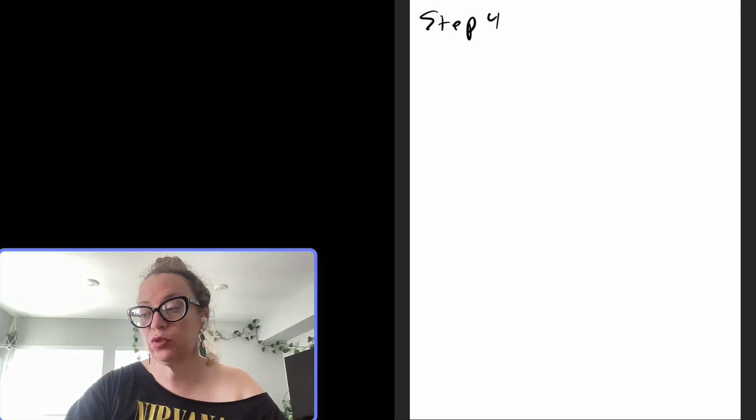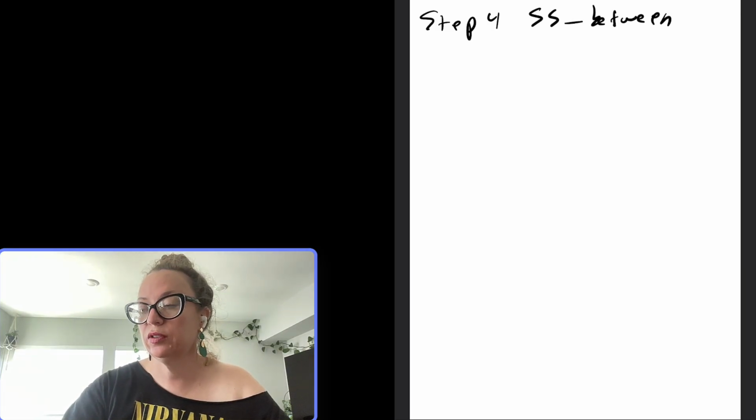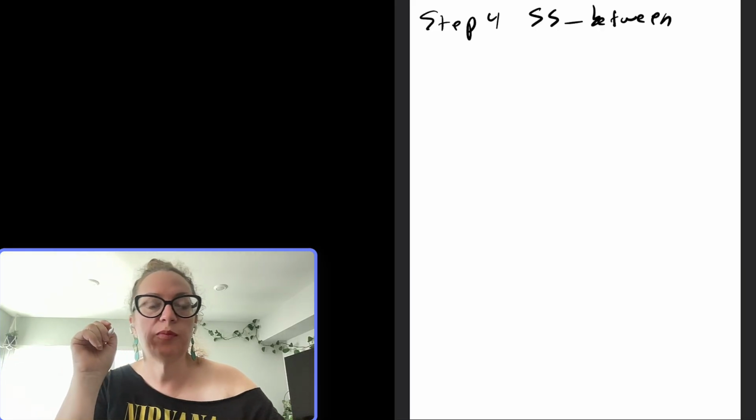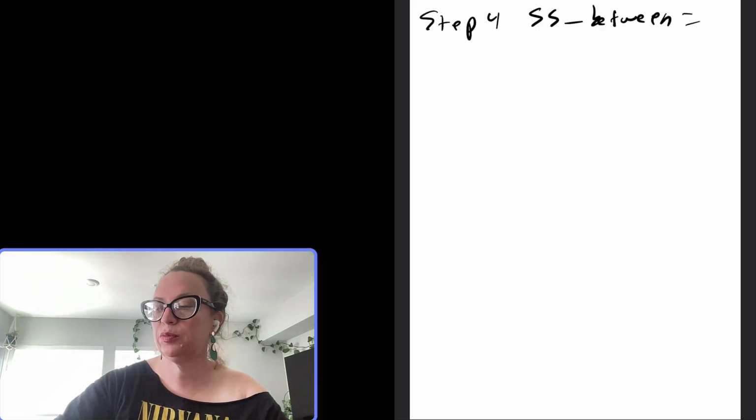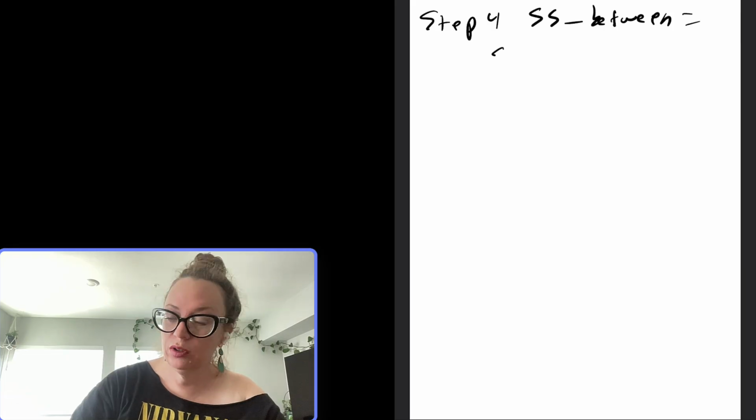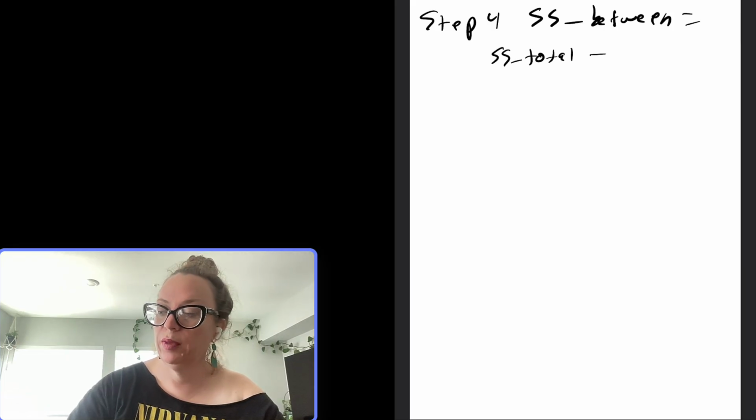So we did the SS within. Now we need to go see what's going on between our two buckets. Okay, so how do we do this? This is the easy one. This makes up for the last step. This is just the simple subtraction thing. So SS between is the SS total minus the SS within.